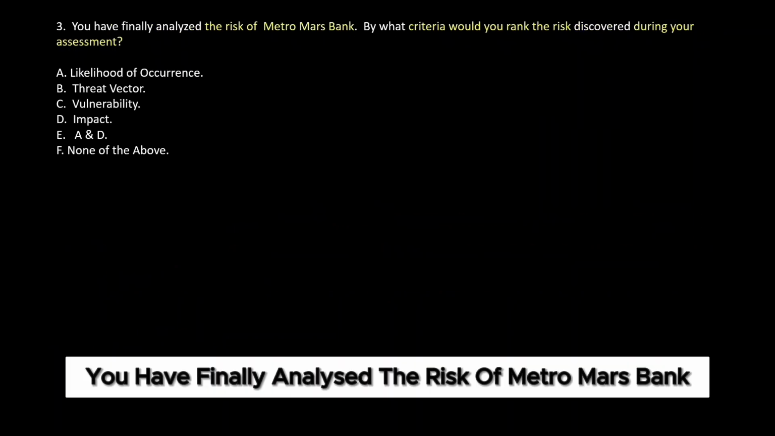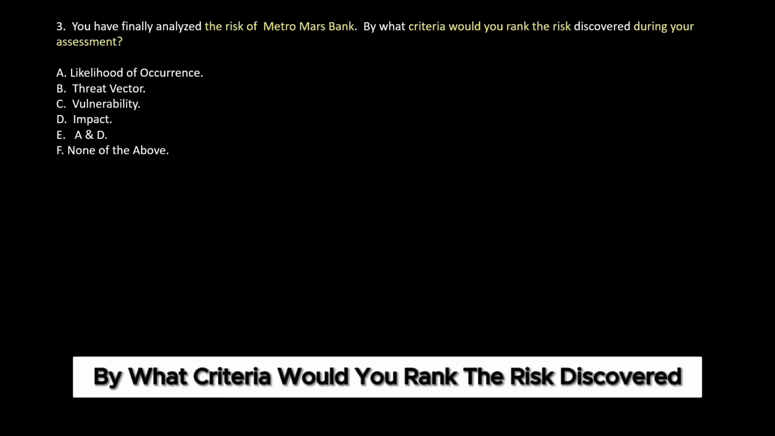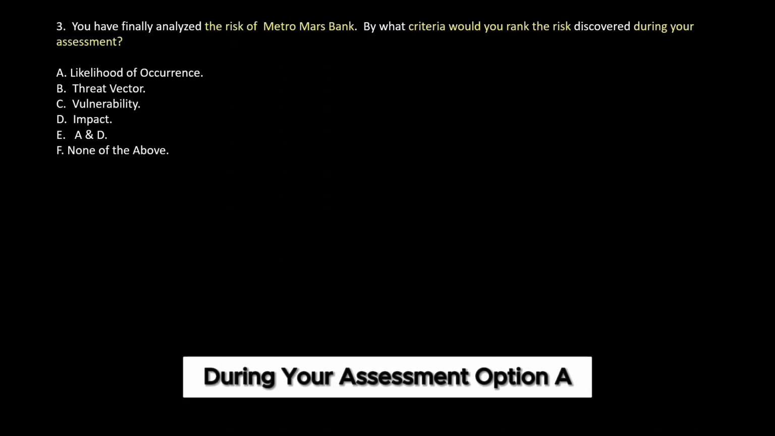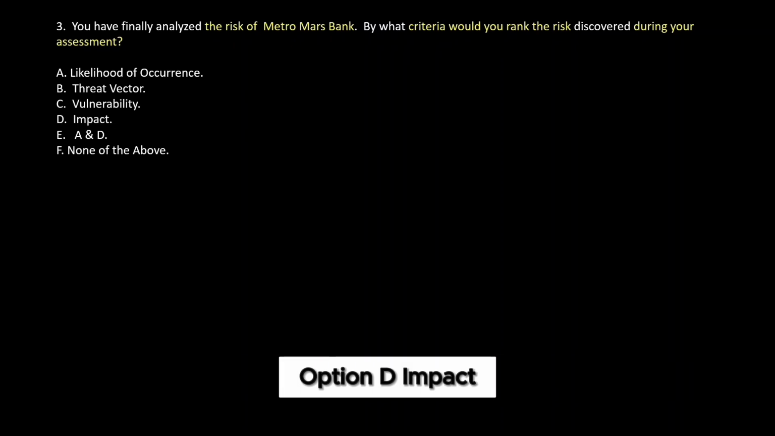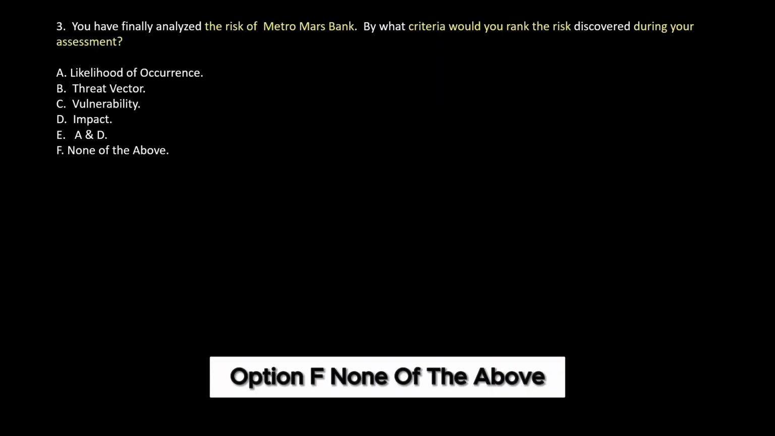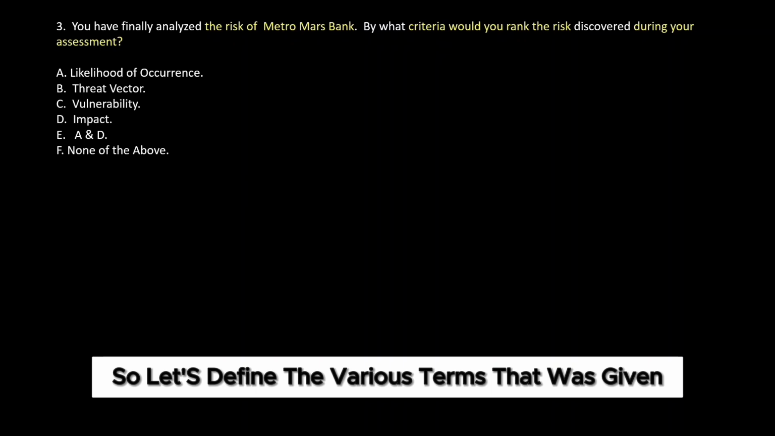Question number 3. You have finally analyzed the risk of Metro Mass Bank. By what criteria would you rank the risk discovered during your assessment? Option A, likelihood of occurrence. Option B, threat vector. Option C, vulnerability. Option D, impact. Option E, A and D. Option F, none of the above. So let's define the various terms that were given.